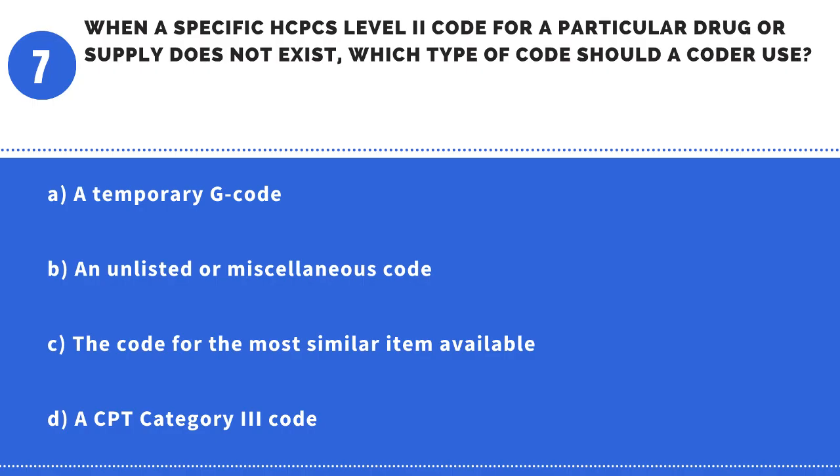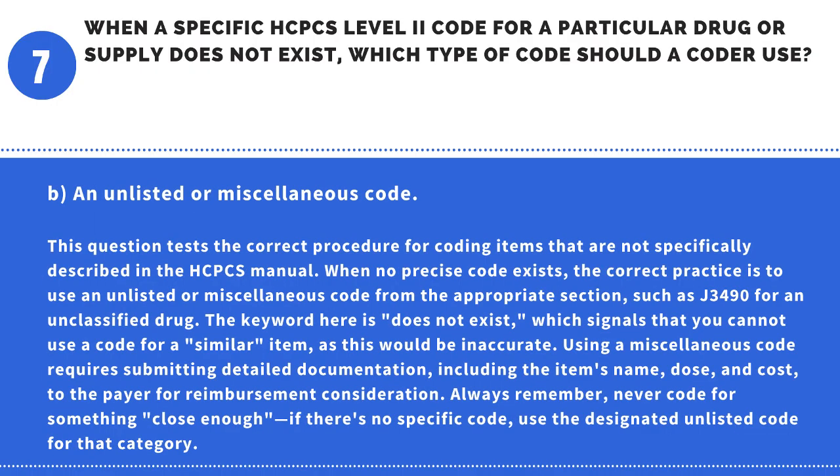Question 7. When a specific HCPCS Level 2 code for a particular drug or supply does not exist, which type of code should a coder use? A. A temporary G code. B. An unlisted or miscellaneous code. C. The code for the most similar item available. D. A CPT Category 3 code. Answer: B. An unlisted or miscellaneous code.